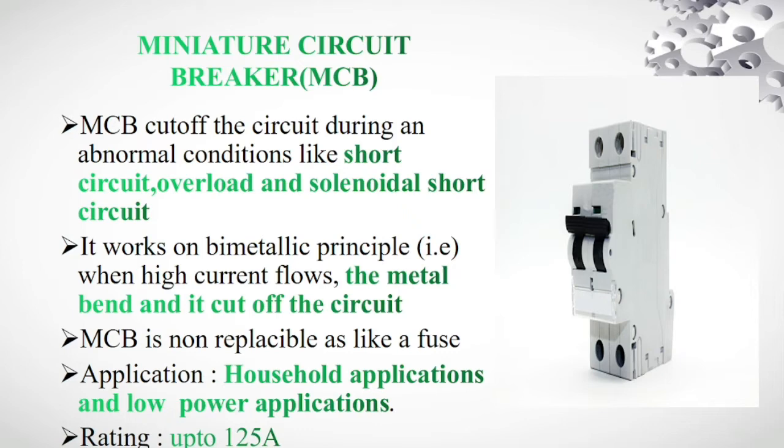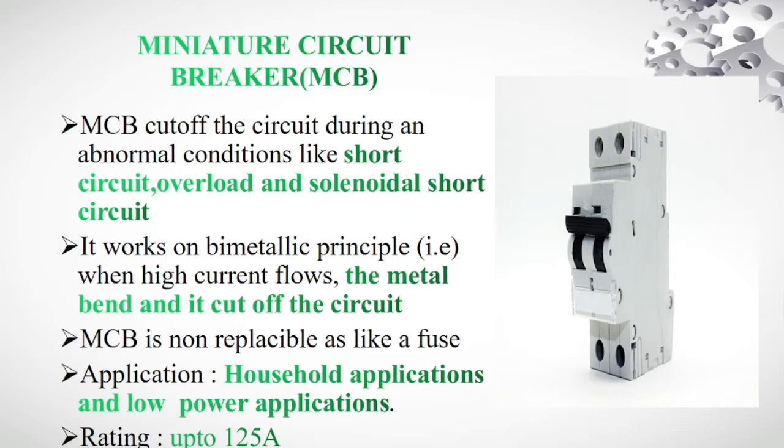That is, when the high current is passed, the metal heats up, so it will bend and cut off the circuit. That is, it leads to an open circuit, so the current will not pass through the circuit. That is, it will protect the circuit by that principle. When the high current is passed through that metal, it will heat, bend and cut off the circuit. It works like this.